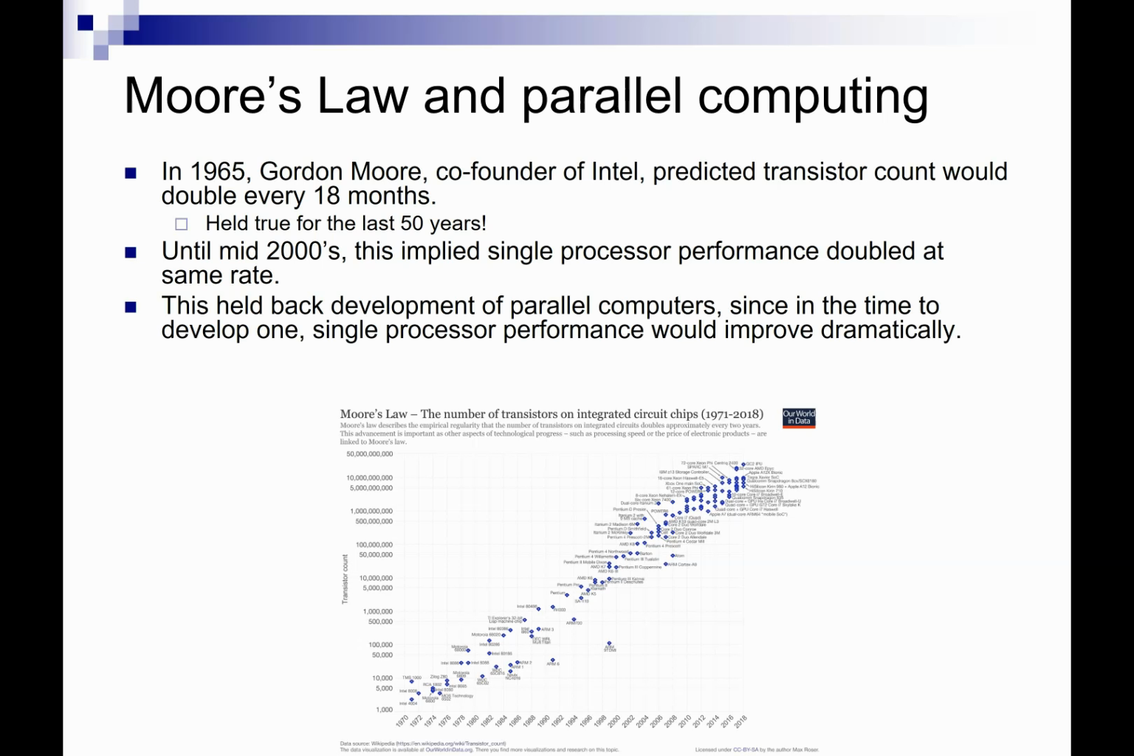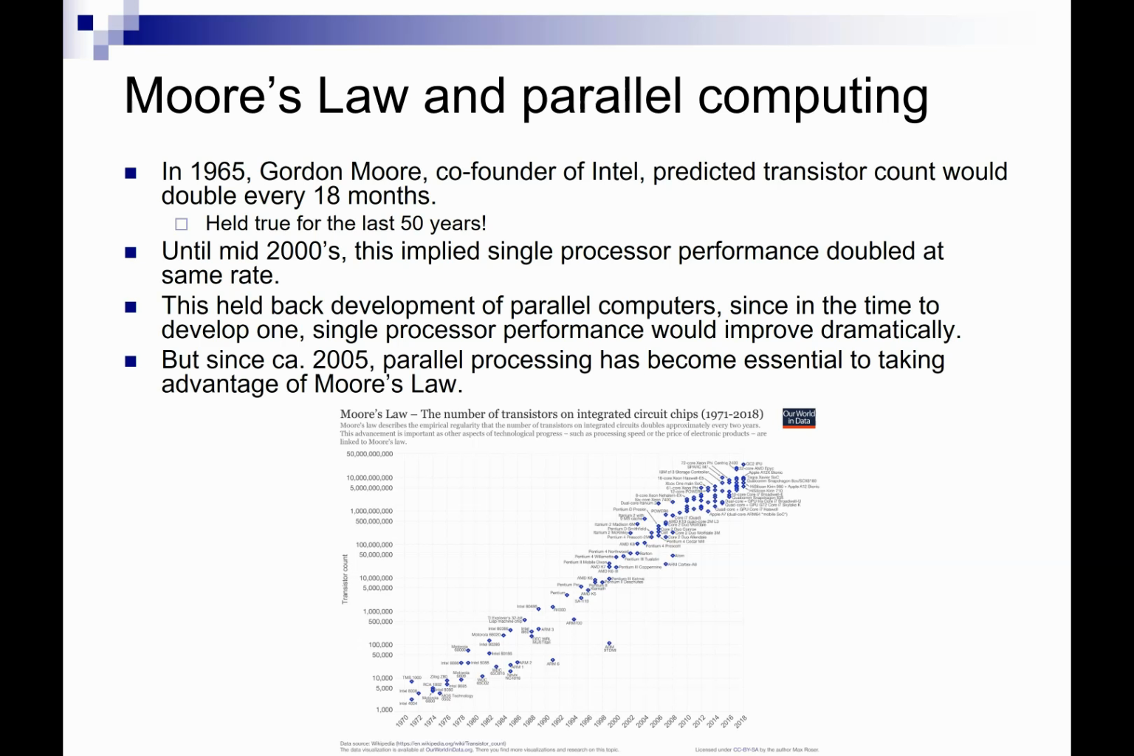And so this was the thing that held back development of parallel computers. There was simply no need to design a parallel computer, because it takes such a long time to design each one. By the time you finish the design, the speed of a single processor would have already improved dramatically, and there would be no need for the parallel computer. This phenomenon was true until about 2005.